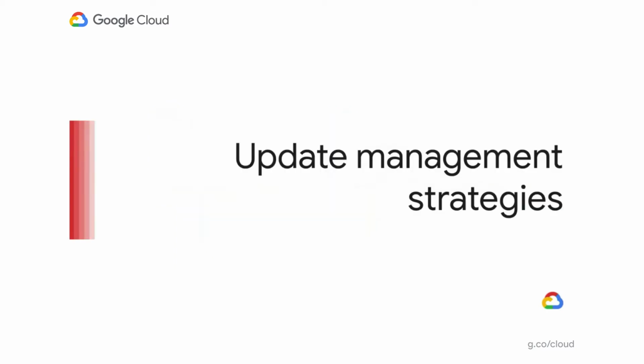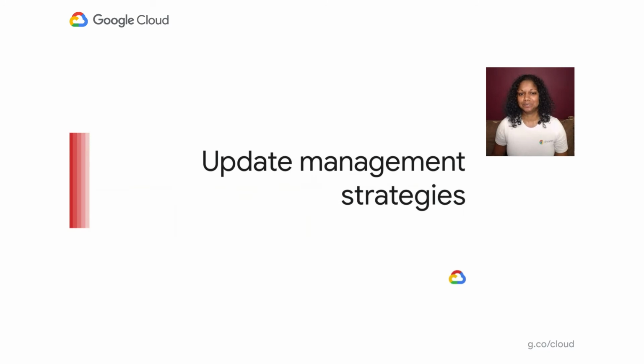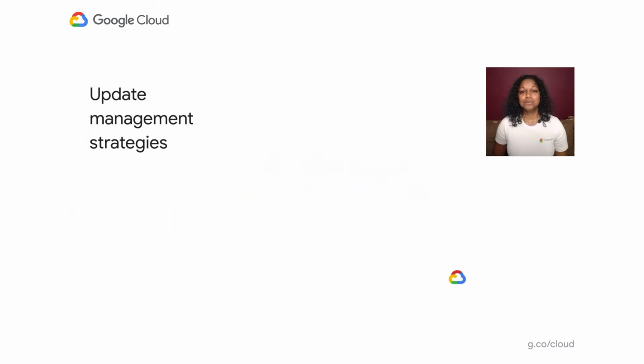Now let's dive into the update management strategies. Chrome provides several options to give you control and visibility of your environment. These fall broadly into three update management strategies. Number one, auto update. Number two, version pinning. Number three, full manual updates.